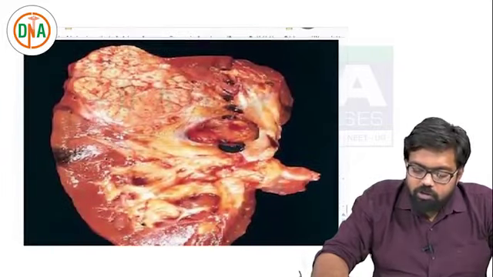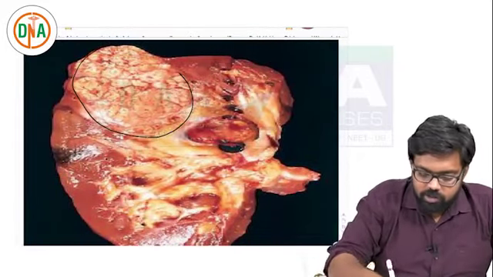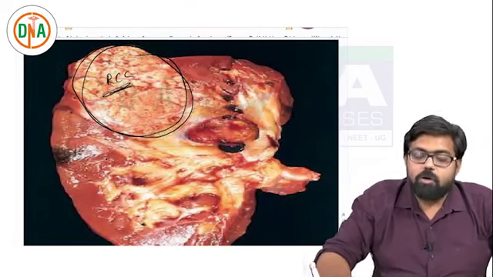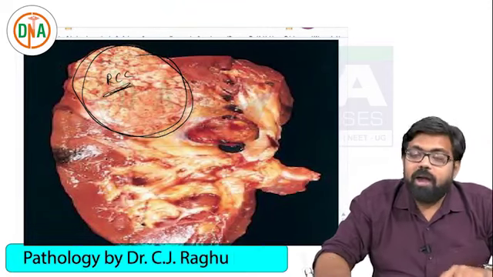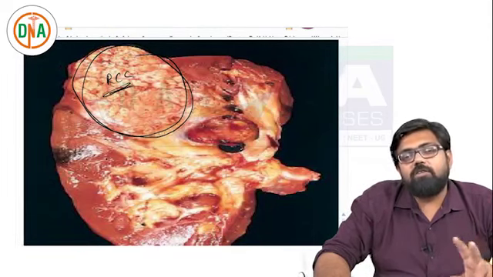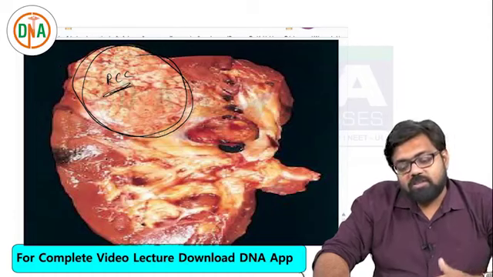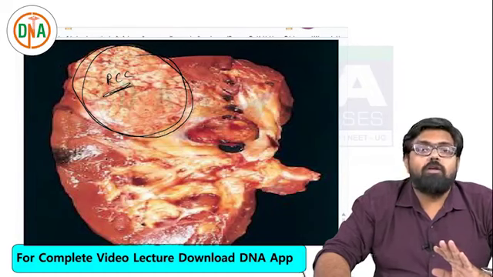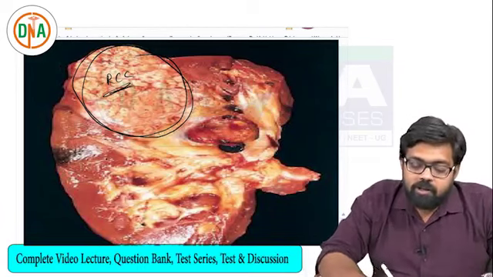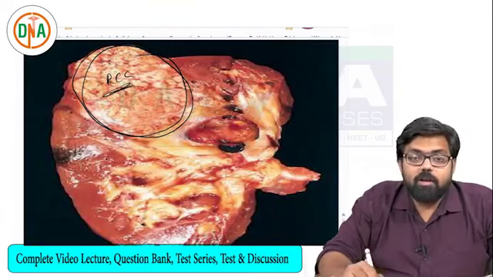Now this is a gross of a kidney showing a yellowish tumor in the upper pole. This is the most common gross appearance of renal cell carcinoma. And I told you there is one inflammatory or infectious etiology which also presents as a yellowish mass in the kidney, called xanthogranulomatous pyelonephritis, which is mostly mistaken for renal cell carcinoma. So renal cell carcinoma appears yellow in color.